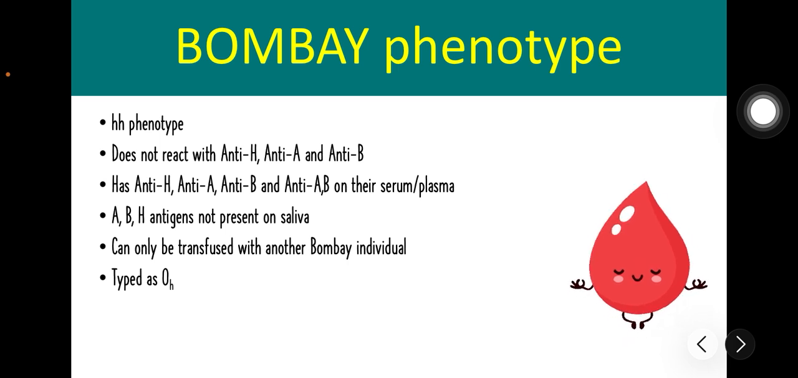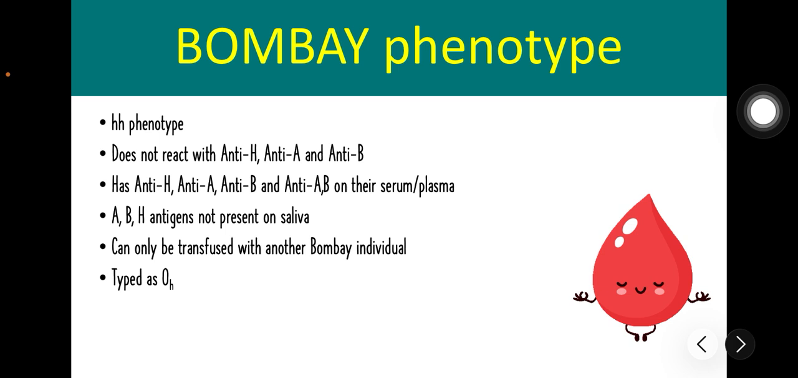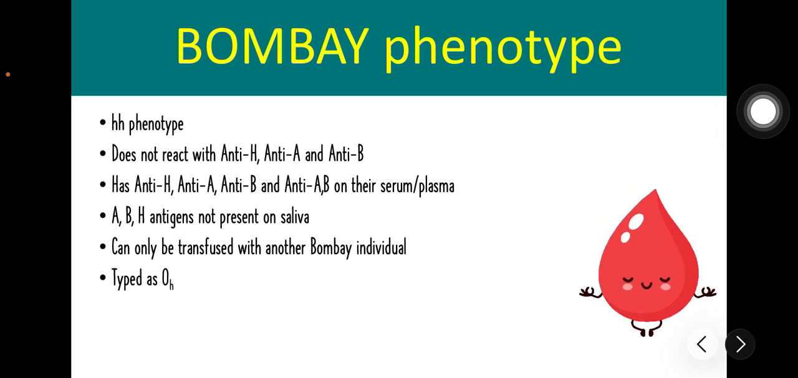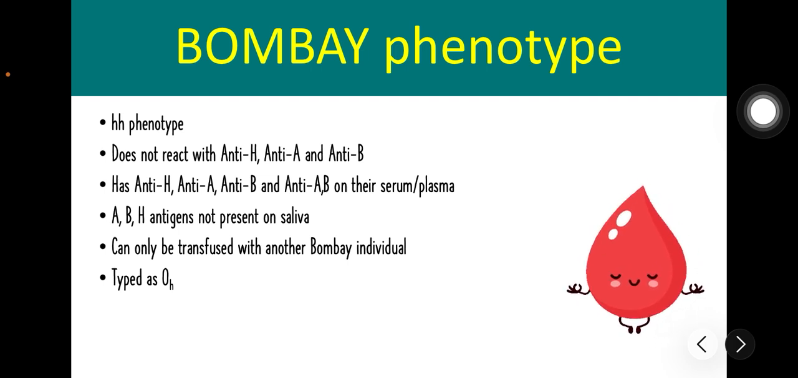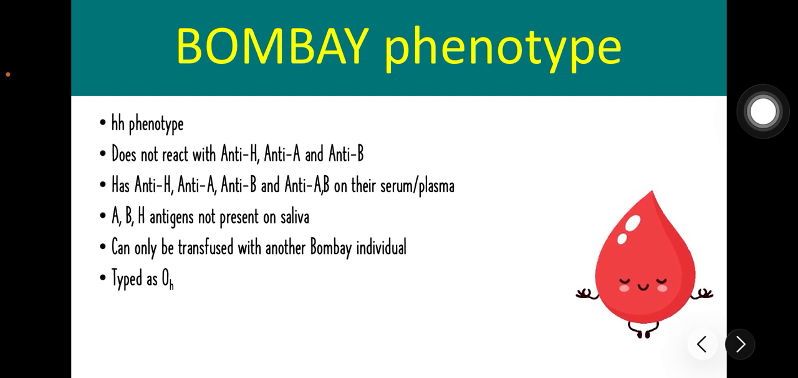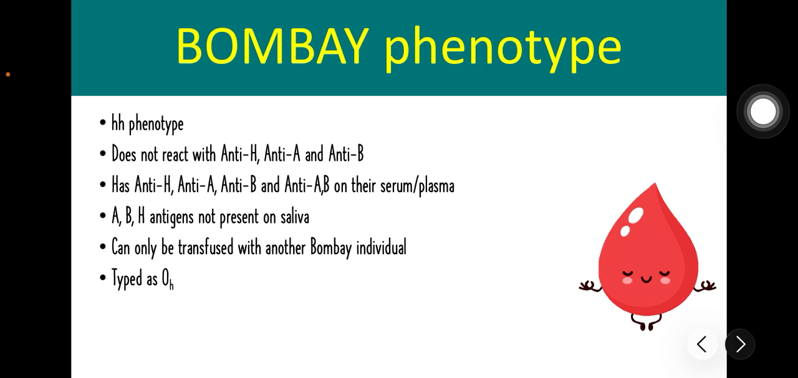So accurate identification of Bombay phenotype is vital for transfusion safety because a Bombay individual is compatible only with other Bombay individuals. If they are misidentified as group O and receive group O blood, they will suffer a severe, potentially fatal hemolytic transfusion reaction due to their potent anti-H.